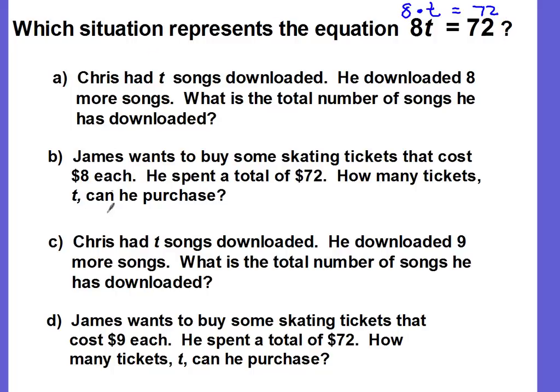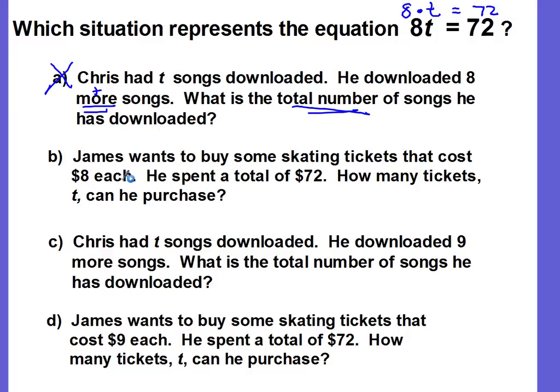So just go through your situations. Chris had T songs downloaded, so this T is going to represent the number of songs he downloaded. He downloaded 8 more songs. What is the total number of songs he has downloaded? So it's asking for the total. We already know the total, so this is not going to be our situation. Also, it says he downloaded 8 more. More means to add, and our operation is multiplication.